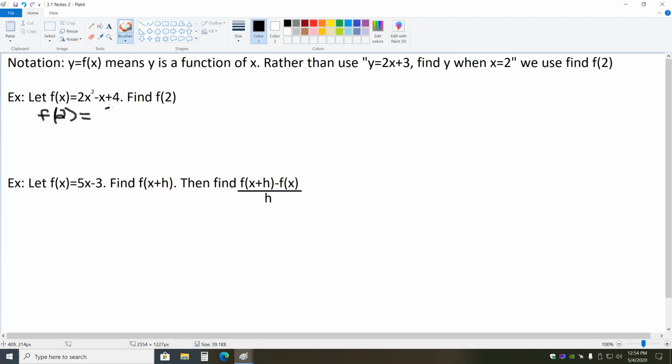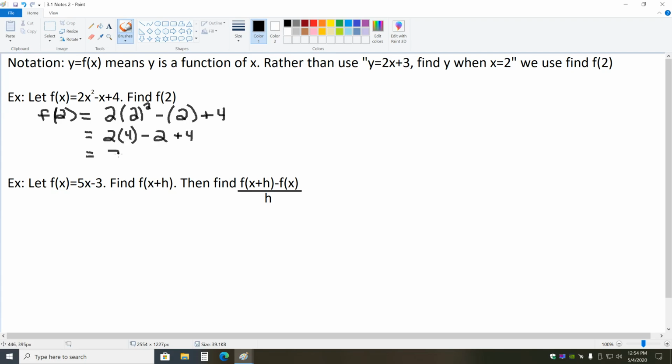So that gives us 2 times x squared is 2 squared, minus x means minus 2. Oh, I didn't mean to put a negative there, I apologize. Minus 2 plus 4. So simplifying this, we get 2 times 2 squared gives us 2 times 4. We have to take care of the exponent first for order of operations. Minus 2 plus 4.